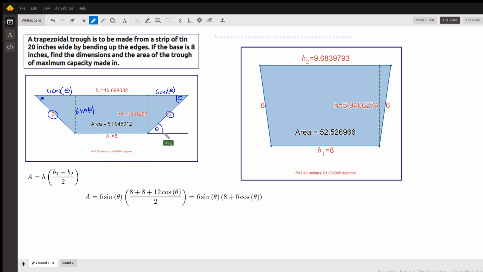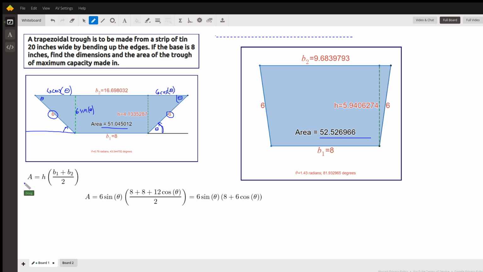And the amount that you bend up at each of these vertices of the base determines the area of that trapezoid. And you can see over here we've got an area of 51. Over here we've got an area of 52. Somewhere there's a theta that determines the maximum area of that trapezoid. That's what we've got to figure out. What value of theta will maximize the area of that trapezoid?